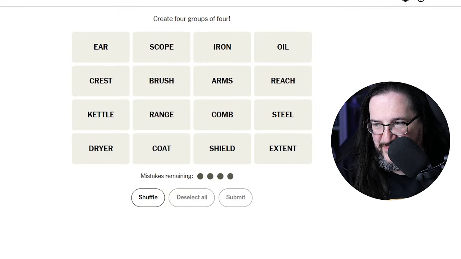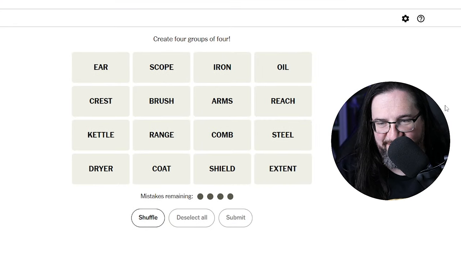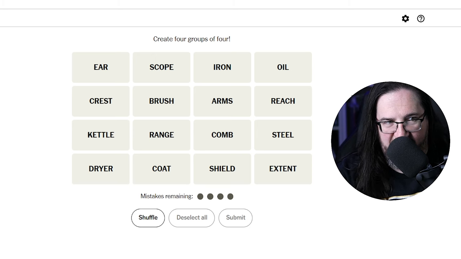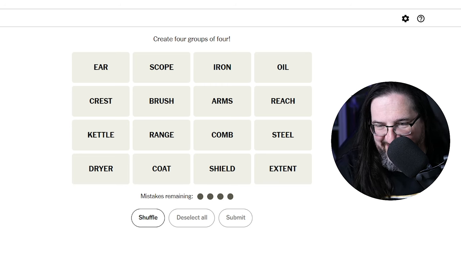Let's see what we have here. Hopefully a nice, easy one, right? Ear, crest, kettle, dryer, scope, brush, range, coat, iron, arms, comb, shield, oil, reach, steel, and extent. Is it just me or has the word oil or oily been in like every puzzle this week? I just feel like that's what's happening here.